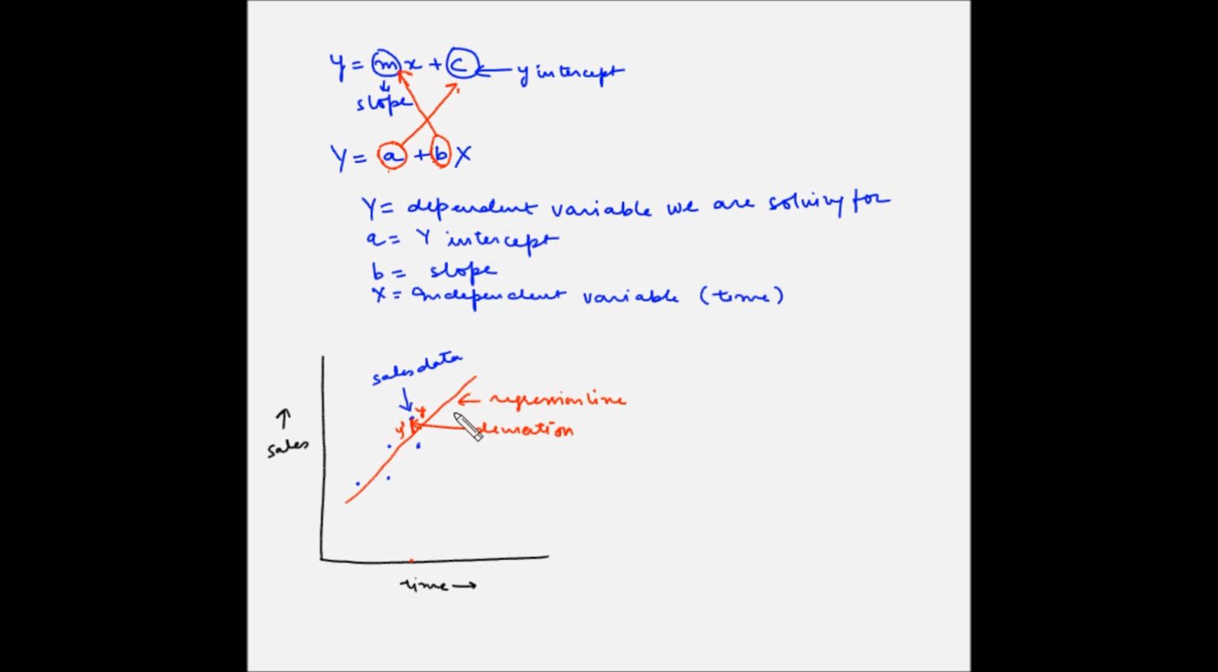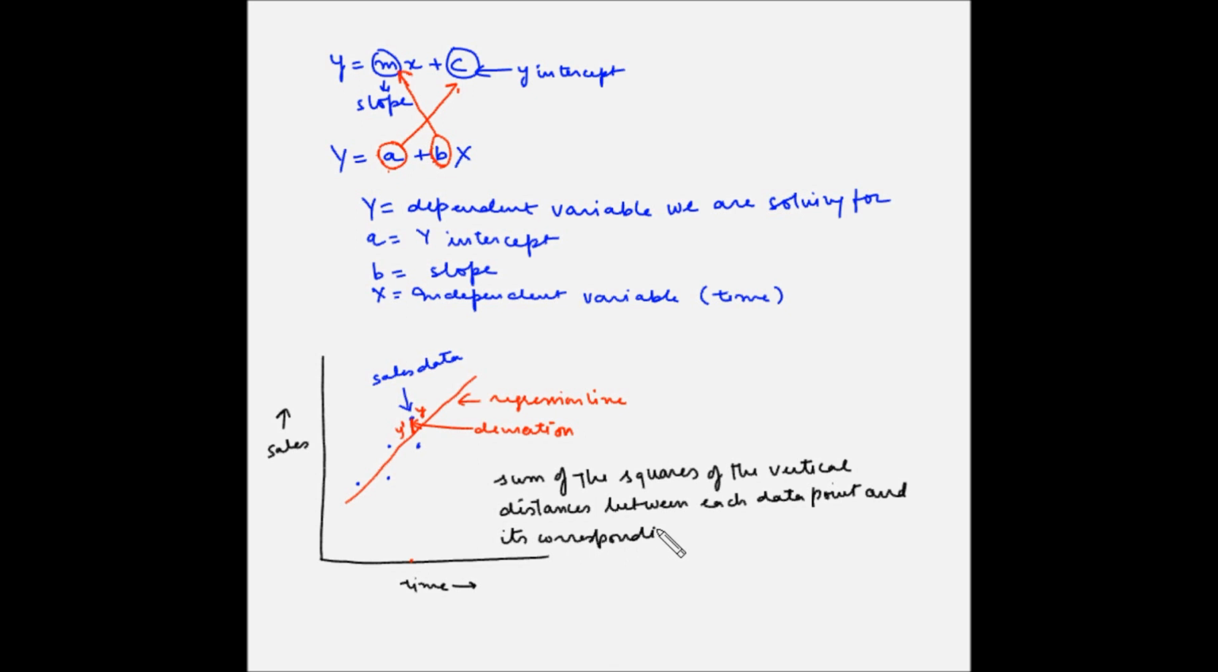And we have to draw this line in a way that the sum of the squares of the vertical distance between each data point, which in this case is represented as y, and its corresponding data point on the line is minimized.